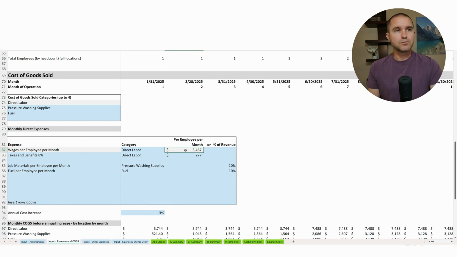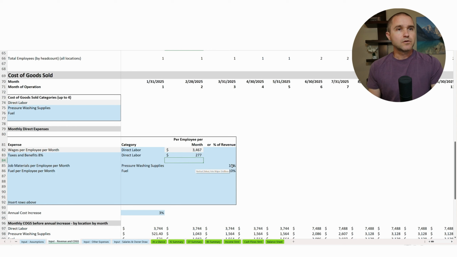So here's your per employee per month wage cost, and then their taxes and benefits. And we set that as 0.08 of their total wages. So we have a little equation up here, but you can change that to whatever you want. But we're just multiplying their wages times 0.08, or 8%.